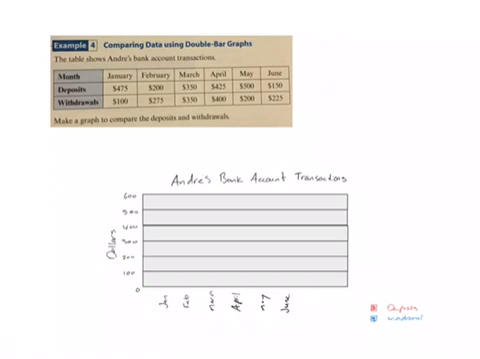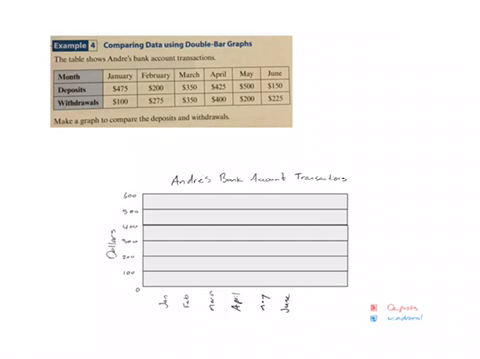Compare the data using a double bar graph is my instructions. So the table shows Andre's bank account transactions. So the months are January, February, March, April, and so on. I'll put these down here. I'll put amounts. I picked between 0 and 600 because I don't see any number in here bigger than 600. Looks like 500 is my biggest number. So just between 0 and 600. And notice I've also made a key here. The red is going to be the deposits, so this one. And the blue is going to be the withdrawals, this one.